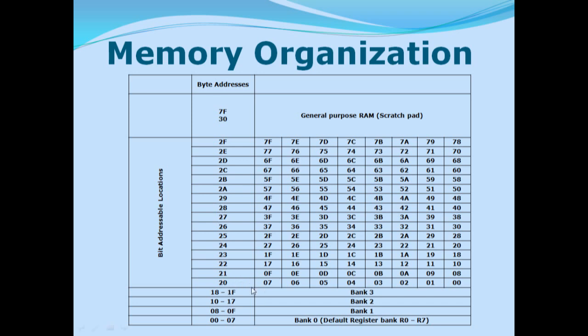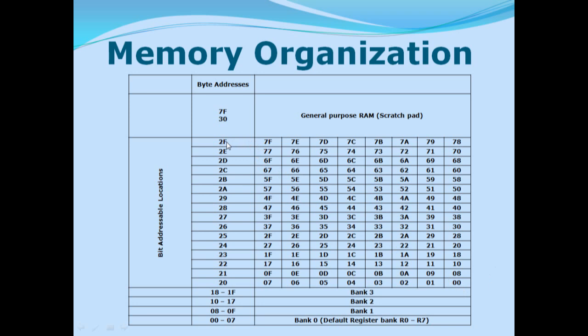Now after the bank registers, from 20 up to 2F, we have something called the bit addressable area. That means each register can be addressed individually bitwise. Starting from bit 00, it can extend up to bit 7F. So totally we have 16 registers from 20 to 2F, which are bit addressable registers. Each register has 8 bits, so that makes it totally 128 bits. So each bit is also given a specific address starting from 00 up to 7F.